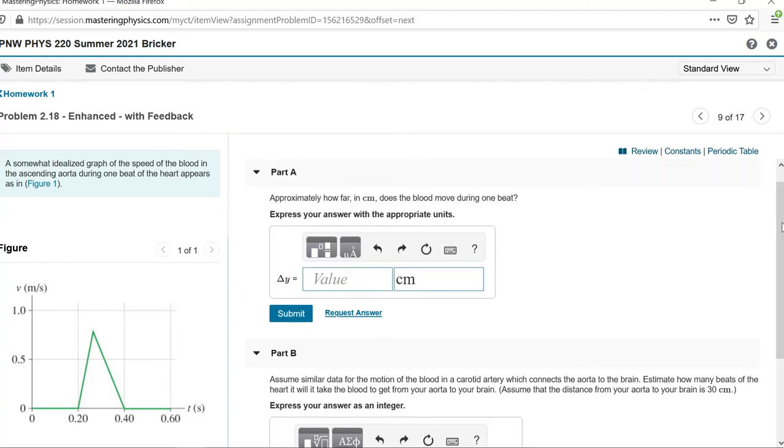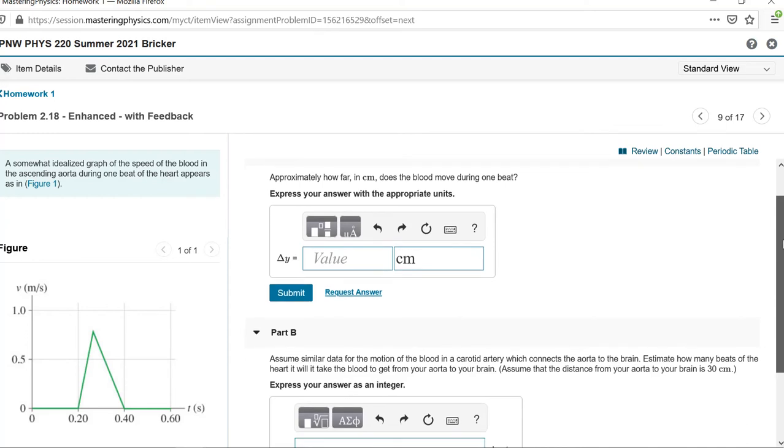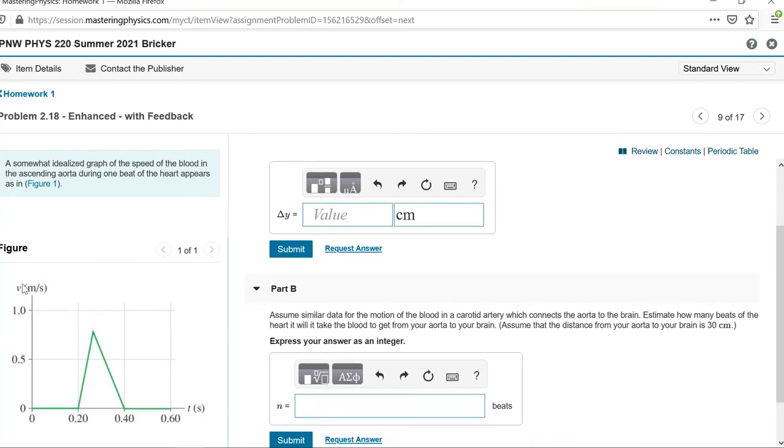What do we want to know here? Approximate how far in centimeters does the blood move? Okay, so this is a velocity versus time graph. Whenever you see graphs, what's being plotted? That's the first thing to look at. So we've got velocity versus time.